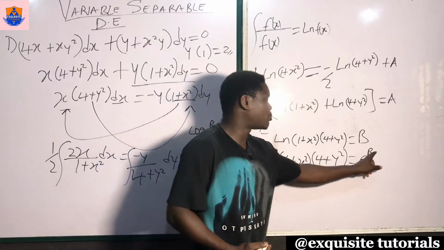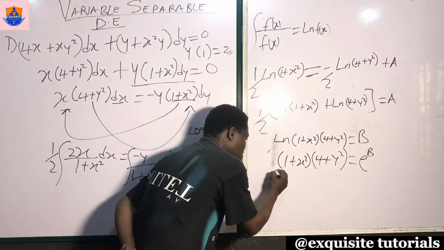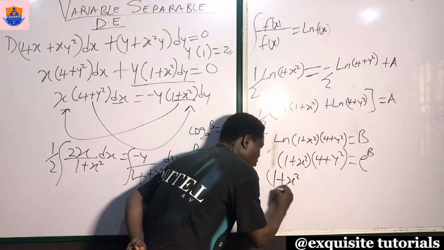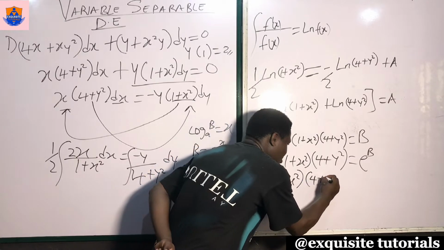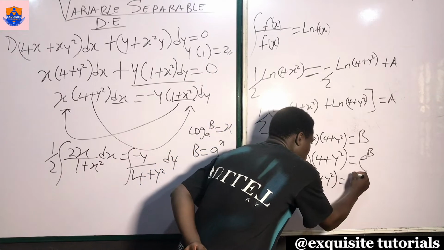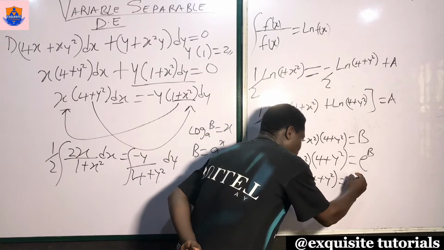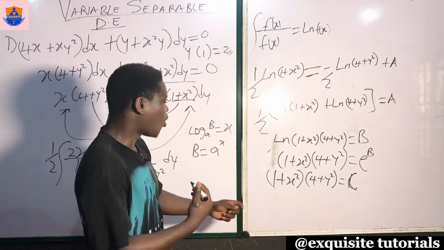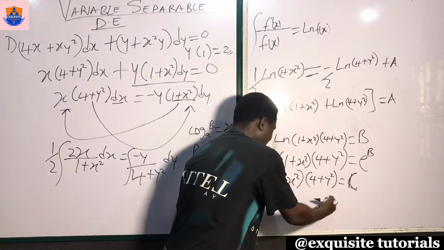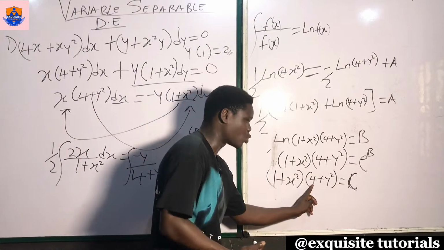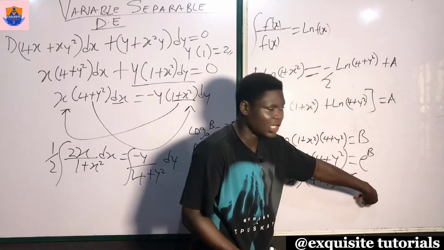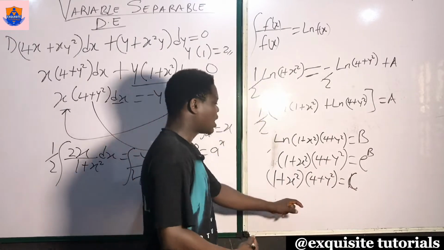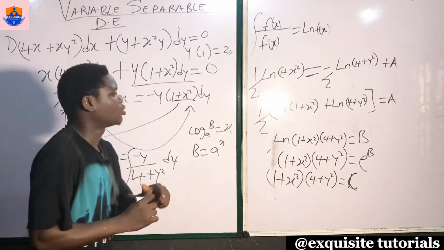Now, exponential b is also a constant, so I can therefore say that (1 plus x squared) to the power 4 plus y squared is equal to a certain constant. Let's call that constant c. You can stop here, or if you don't want to stop here, you open the bracket again, and don't forget that 1 times 4 is a constant, and when that constant comes here, it will give you another constant. So I will stop here and move to the second question.